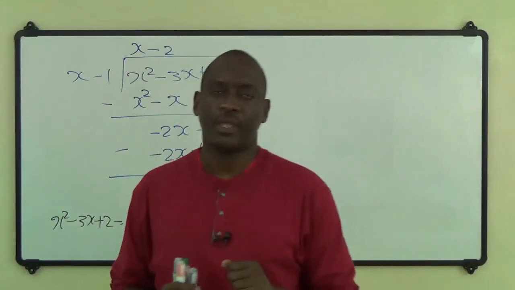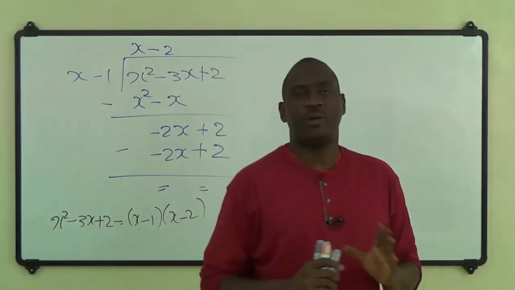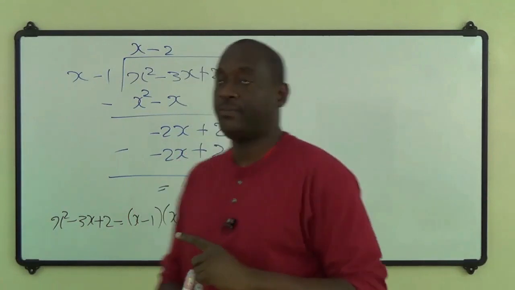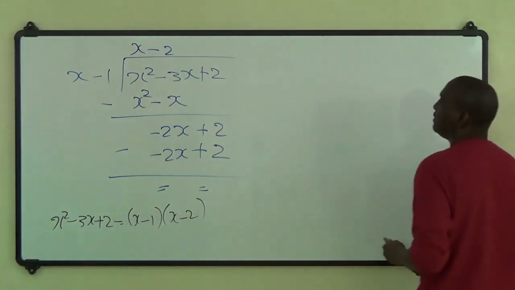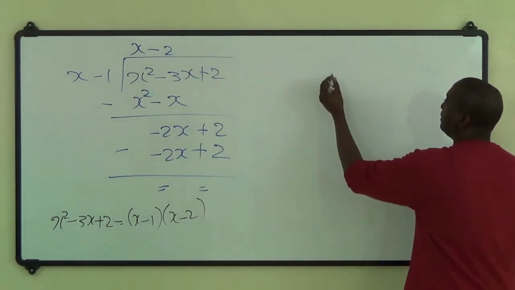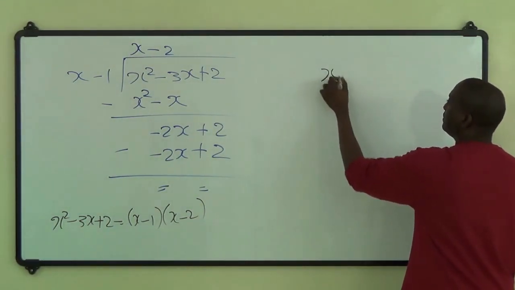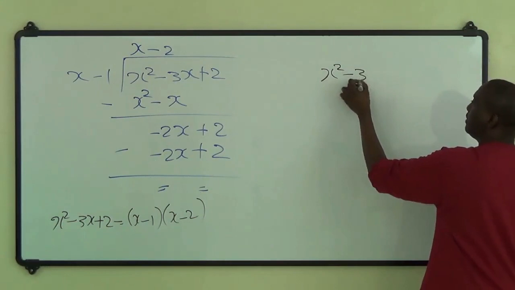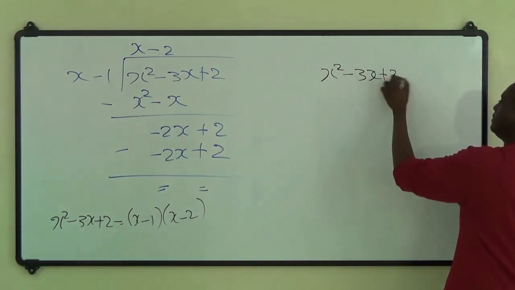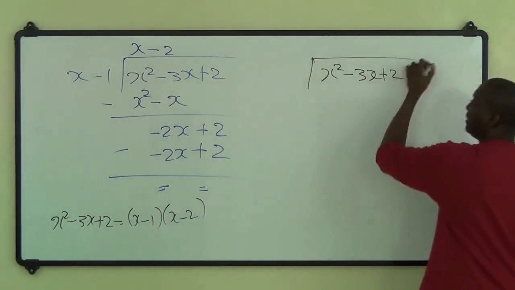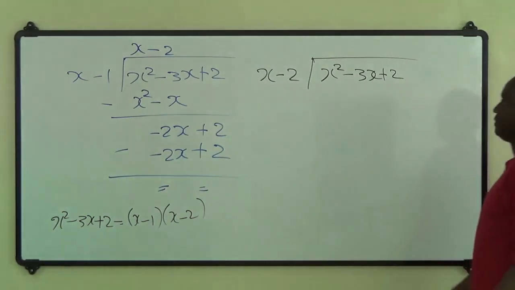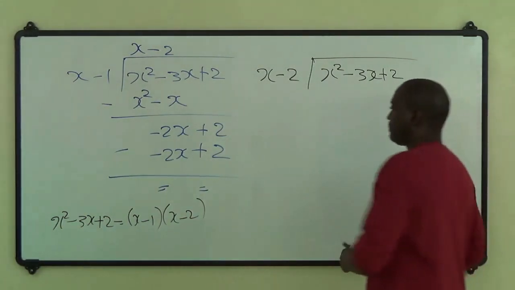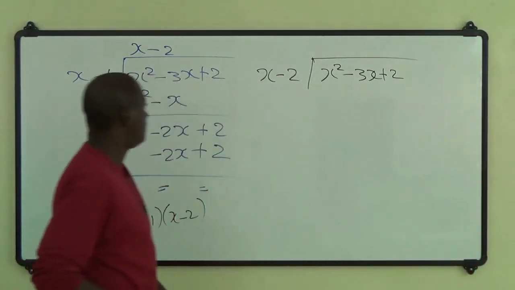Boom. All right, so we continue where we left off in the previous video, in that we're going to now divide x squared minus 3x plus 2. We're dividing that by x minus 2. Good? So we're doing it on the flip side now.